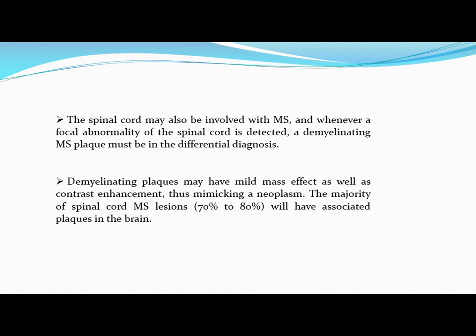The spinal cord might also be involved with MS, and whenever a focal abnormality of the spinal cord is detected, a demyelinating MS plaque must be in the differential diagnosis. Demyelinating plaques may have mild mass effect as well as contrast enhancement, thus mimicking a neoplasm. The majority of spinal cord MS lesions, about 70 to 80%, will have associated plaques in the brain.